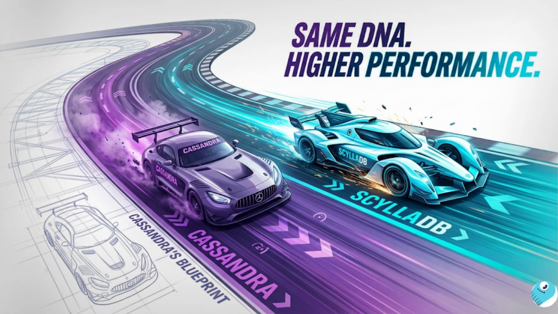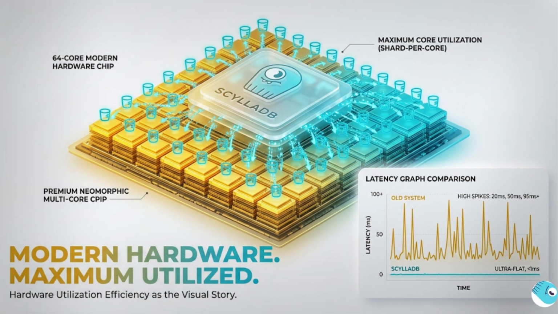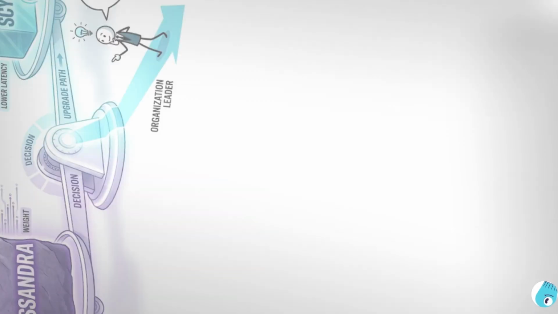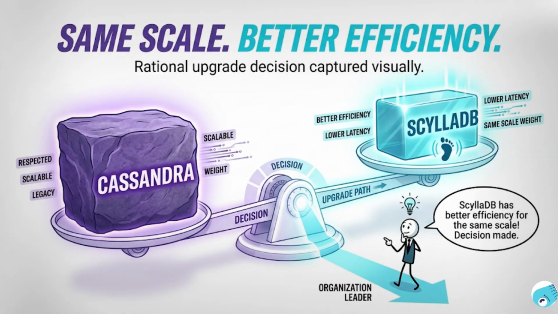ScyllaDB was created as a high-performance alternative inspired by Cassandra. It is designed to take advantage of modern hardware and deliver lower latency under heavy workloads. Organizations often adopt it when they need Cassandra-like scalability with greater efficiency.